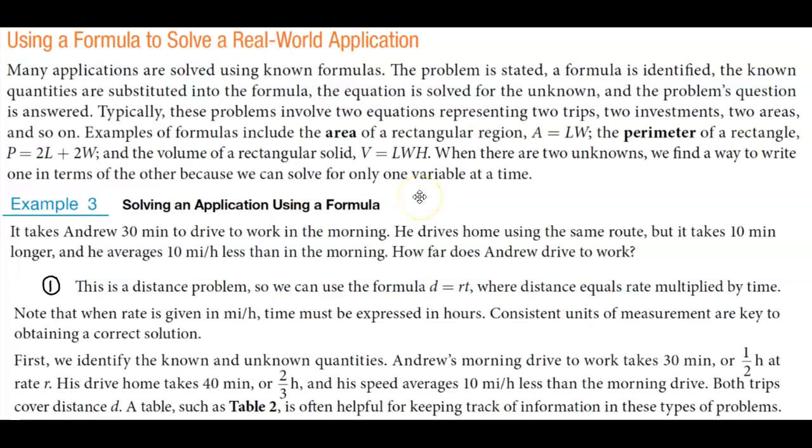Examples of formulas include the area of a rectangular region, which is A equals L times W, where L is the length and W is the width. The perimeter of a rectangle, P, is equal to 2 times the length plus 2 times the width, and the volume of a rectangular solid is equal to the length times the width times the height. When there are two unknowns, we find a way to write one in terms of the other, because we can solve for only one variable at a time.